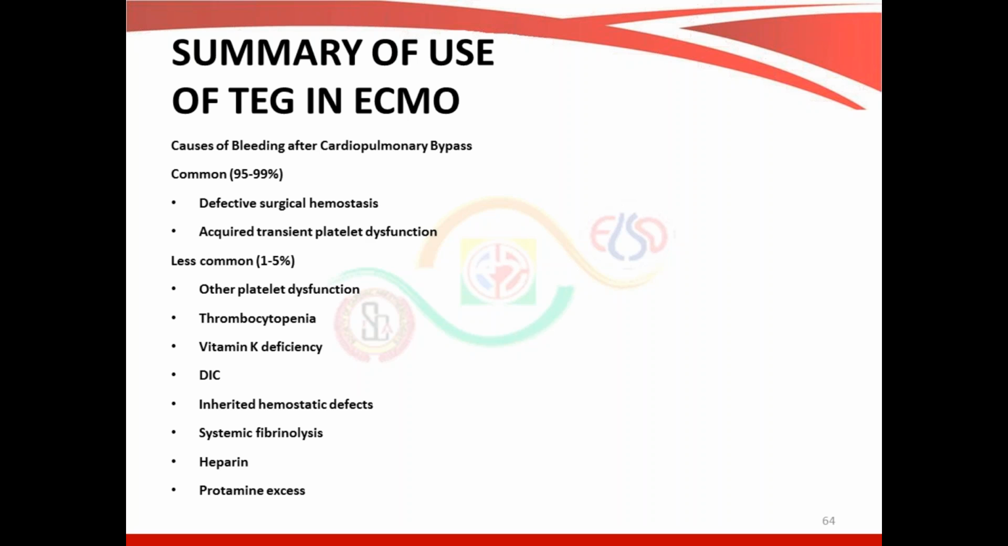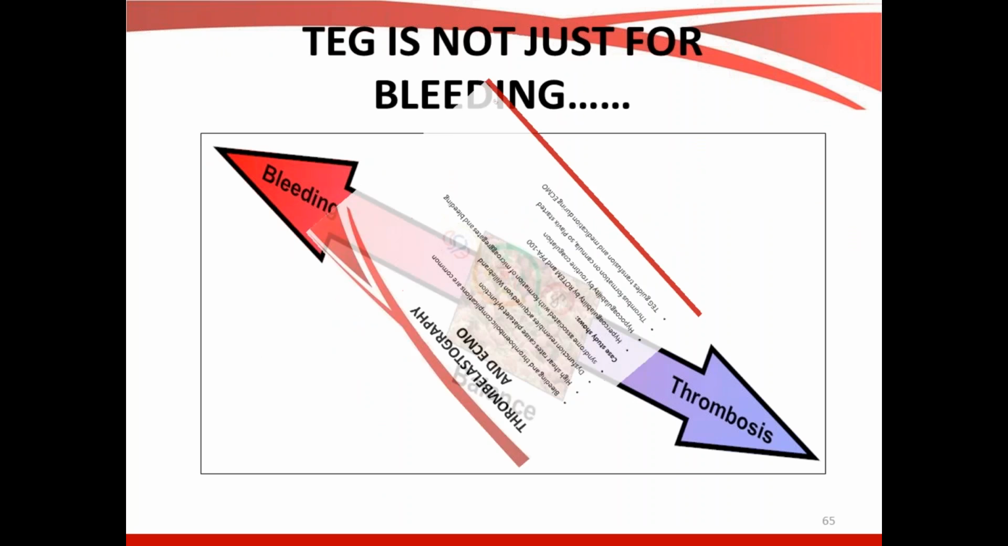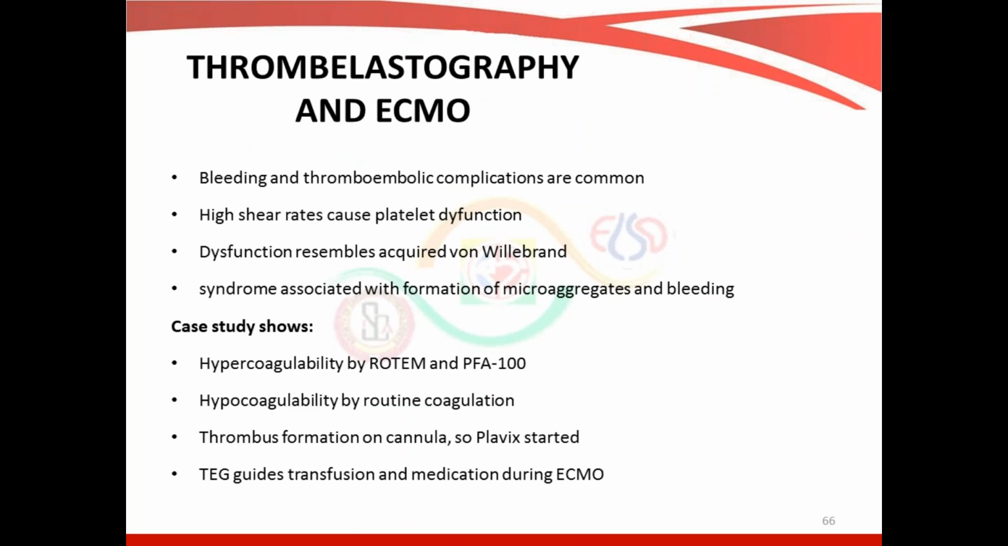When the patient is continuing to bleed, we have a tendency to keep giving protamine. That's something that tilts the balance and causes more bleeding. And when you see this, a lot of studies show hypercoagulability by ROTEM and PFA 100. PFA 100 is another point of care test coming in. Hypocoagulability by routine coagulation and thrombus formation on the cannula. So a low molecular weight heparin is started. So TEG guides transfusion and medications during ECMO.